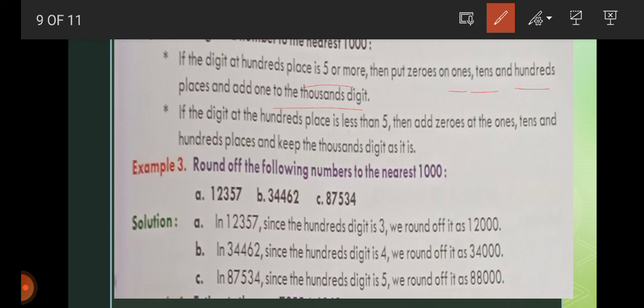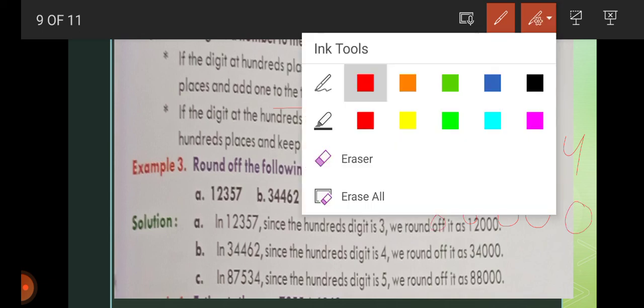See here, you have the example 87,534, right? For the 1000 place you need to check the digit at 100 place. It is 5 here. Then what to do? Add 1 at 1000 place, 0 at 100 place, 0 at tens place, 0 at ones place also, and the 10,000 place will remain the same, right?